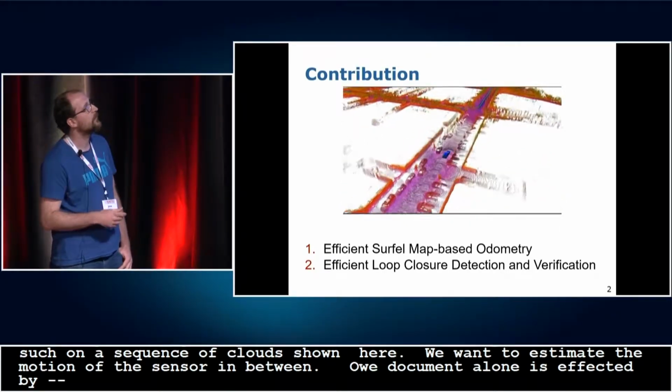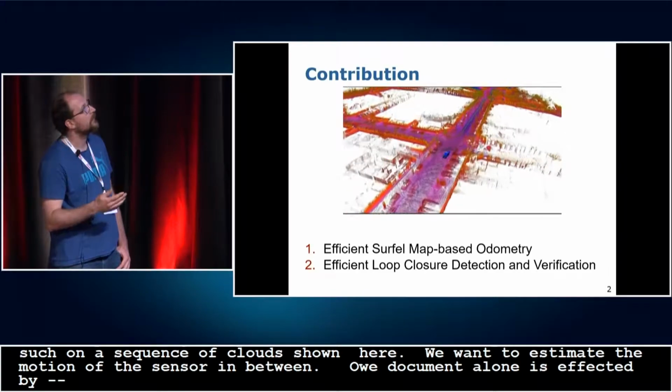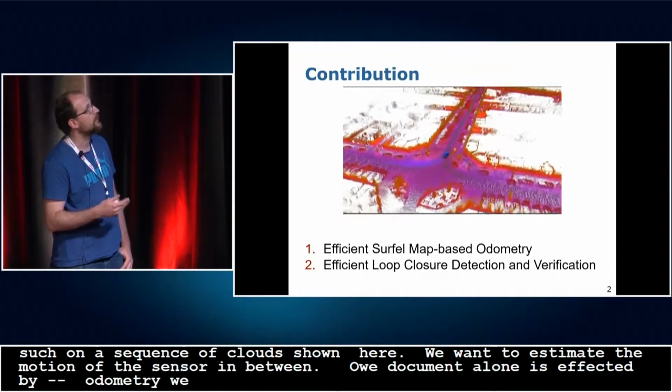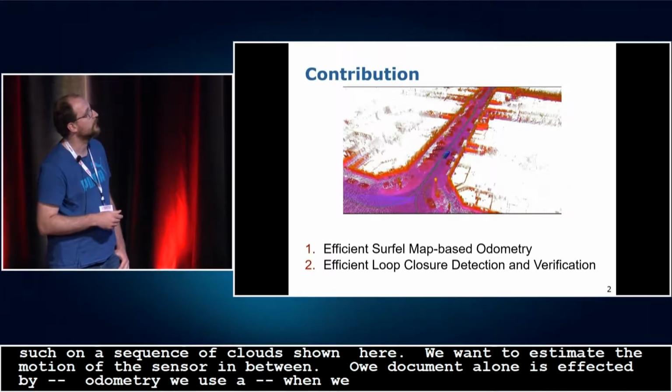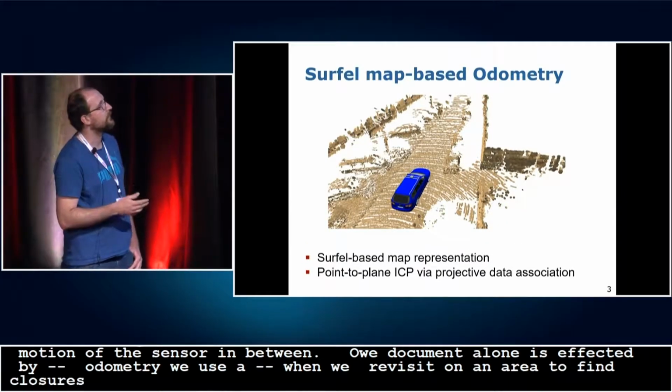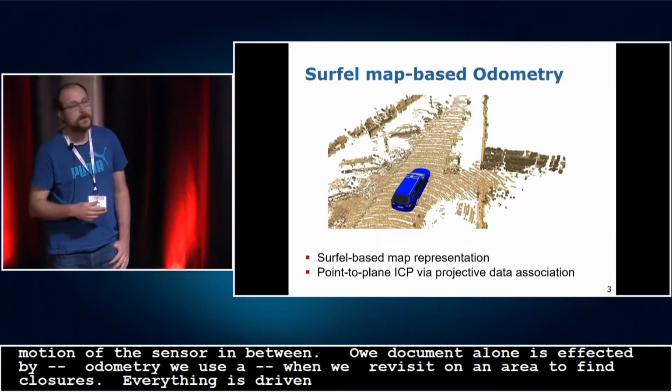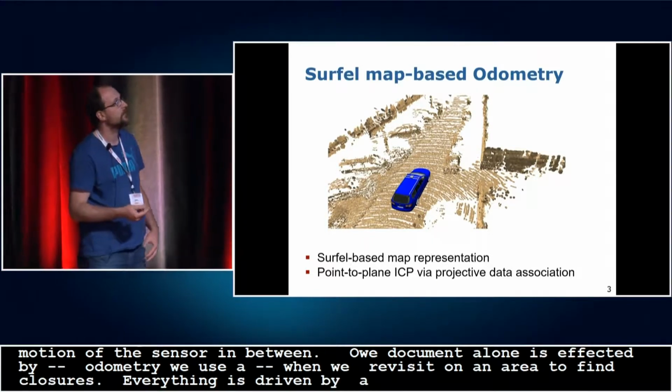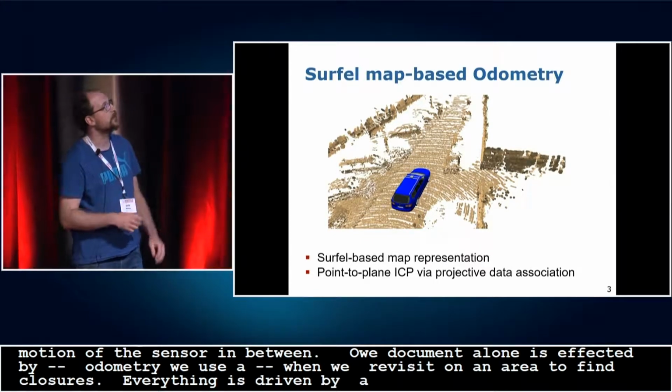Therefore, we also propose to use the surface map to find loop closures when we revisit the area, and correct them accordingly. Everything is driven by a surface-based map representation as shown here, where a circle corresponds to a small disk with a position, a normal, and a radius.